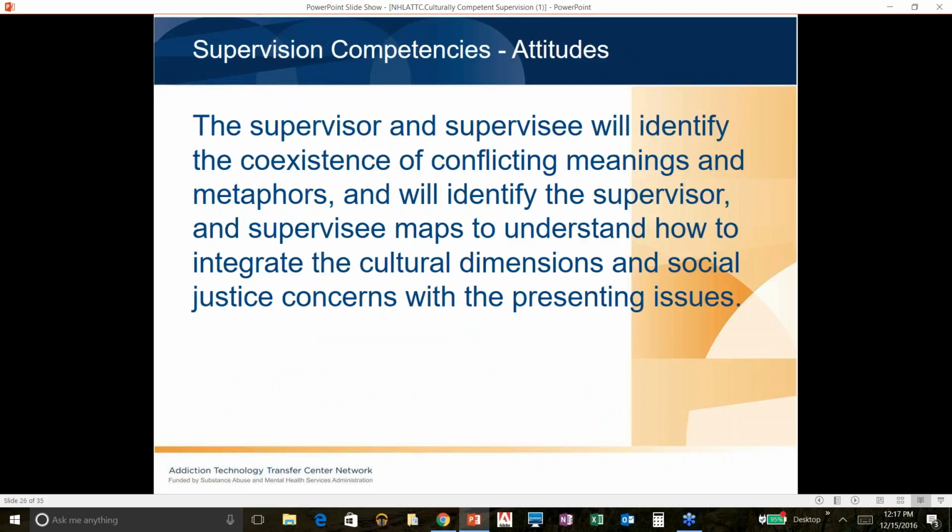So then the last one here is the supervision competencies and attitudes. The supervisor and supervisee will identify the coexistence of conflicting meanings and metaphors, and will identify the supervisor and supervisee maps to understand how to integrate those cultural dimensions and social justice concerns. And so as with any kind of attitude, it's all how you look at it. If you look at culture as a positive thing, it's going to go well. If not, it's going to be a little more difficult to talk about.